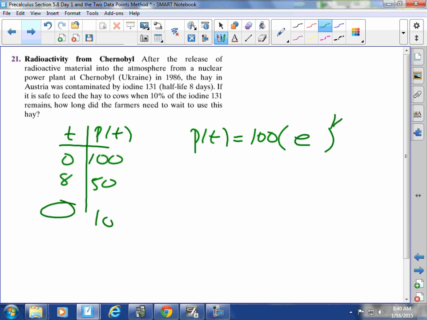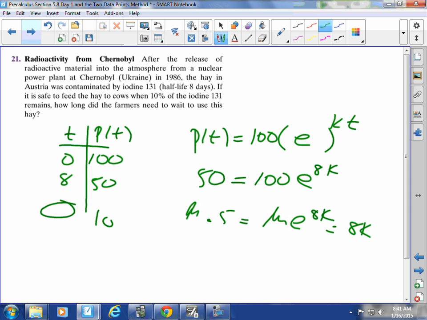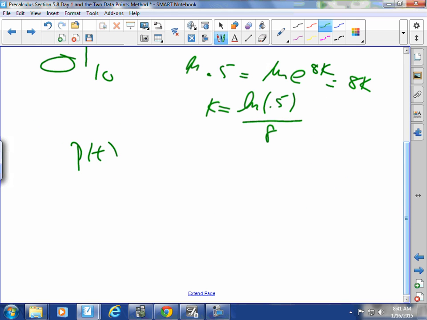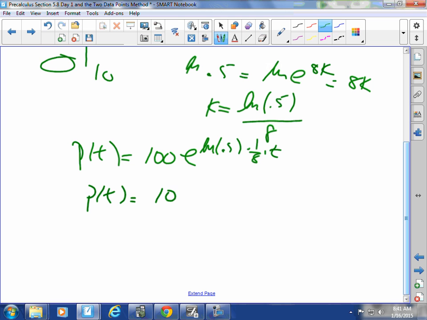100 e to the kt. Plug in the second data point, we get 50 is 100 e to the 8k. Divide both sides by 100, I get 0.5 is e to the 8k. Bring in a logarithm. The k value turns out to be the natural log of 0.5 divided by 8, what we would have predicted based on these points. e to the natural log of 0.5 times 1/8 times t, and simplified gives me p of t is 100 times 0.5 to the t over 8. And then the question asks, how long will it take before this mess on the left becomes 10%?